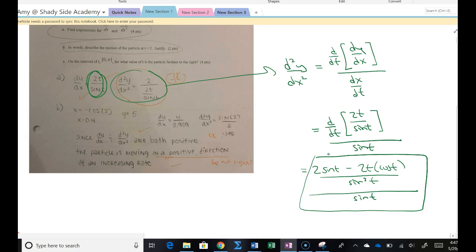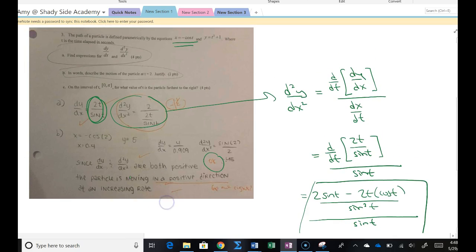All right. Part B, in words, describe the motion of the particle at time t equals 2. In a positive direction at an increasing rate. What you could have just done, and what I was looking for here, and perhaps I should have been more specific. That's why I was very lenient when I looked at what people said, because you all said different things that were correct.